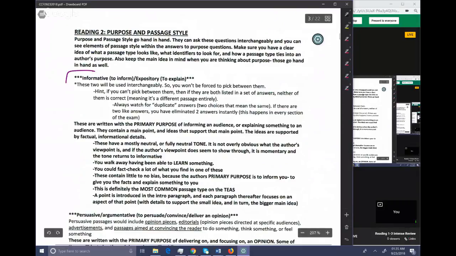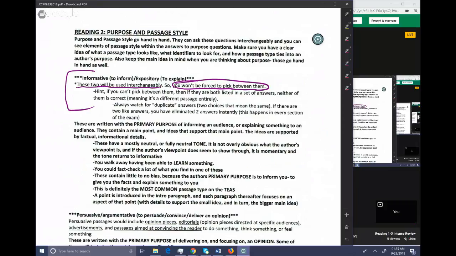I have combined, for simplicity's sake, from the old version of this, informative and expository, because for your current purposes they are the same. The TEAS considers informative and expository interchangeable. So like it says here, these two will be used interchangeably. You will not be forced to pick between them. You will never have a situation where something is informative and you have to pick informative or expository.